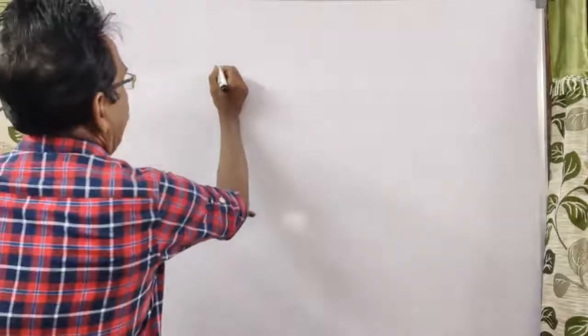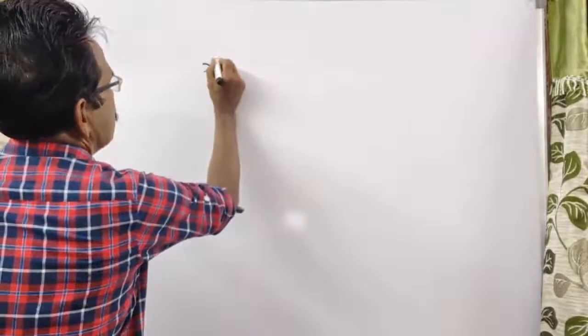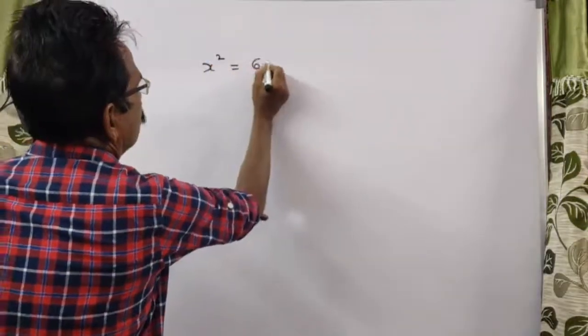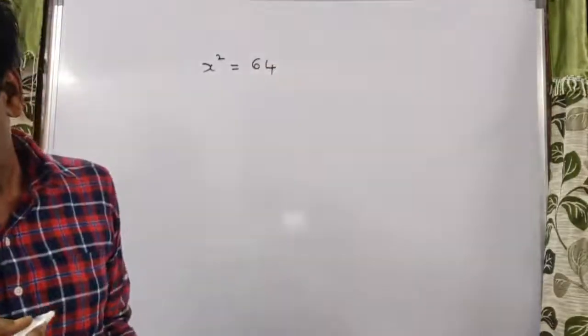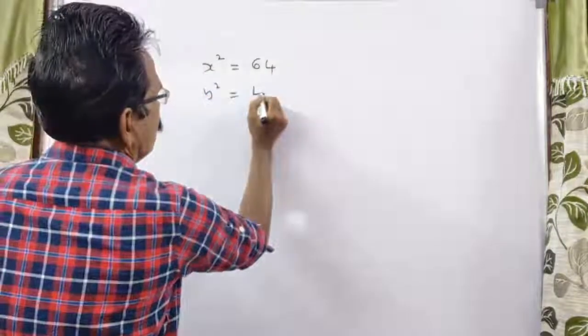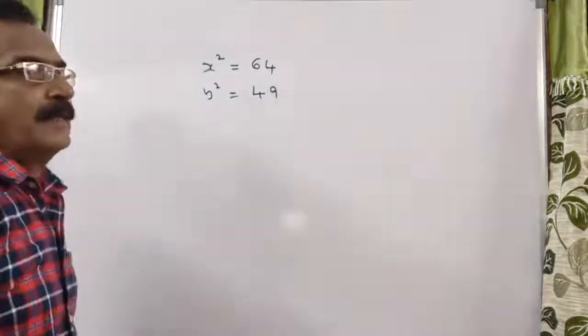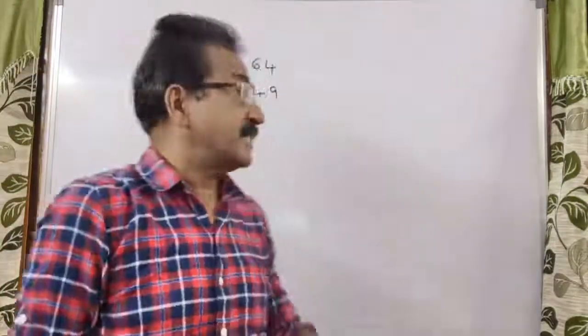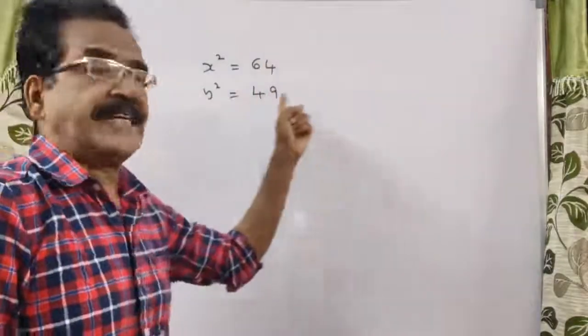So this first problem is x square is equal to 64 and y square is equal to 49. See, what is the relation? This is the first quadratic equation. This is the second quadratic equation.